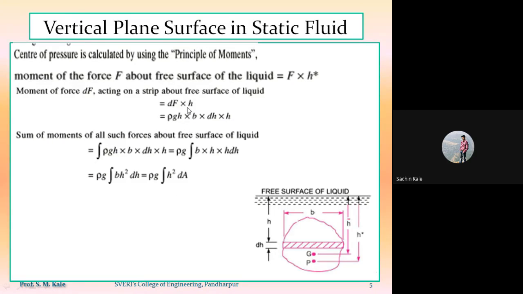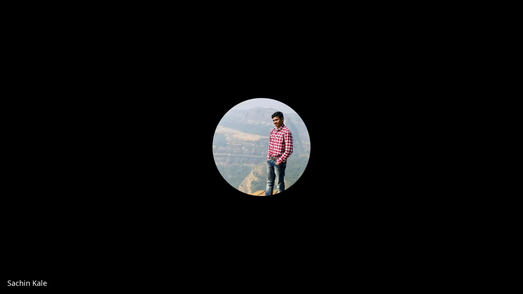So according to the law of moments, this equation F into h star is equal to rho g into integration of h square dA. The term h square dA is called the moment of inertia, and that moment of inertia will be denoted by the letter I0. So if I put the value of I0 in this equation, then by using the integration I will get h star.